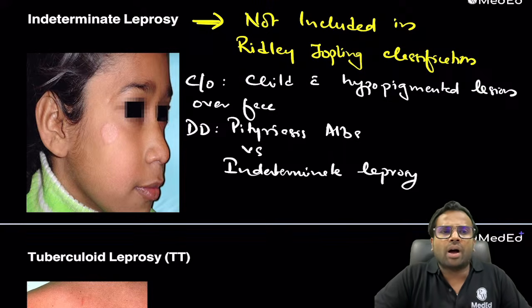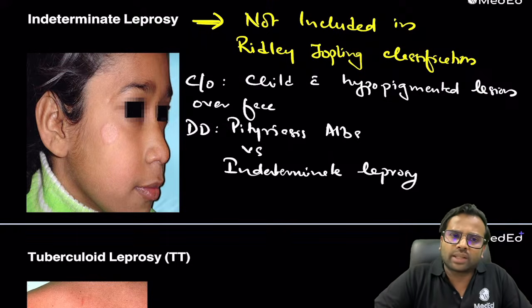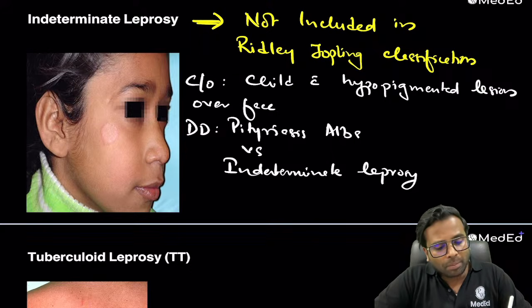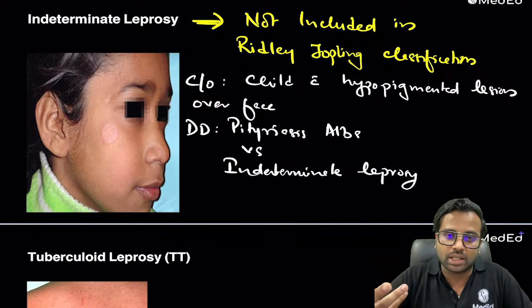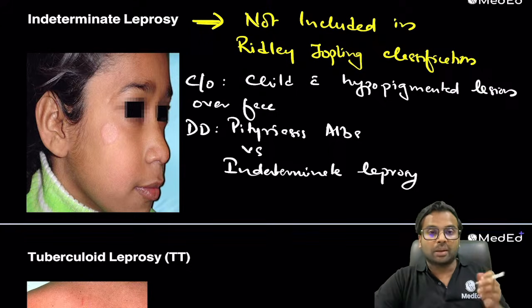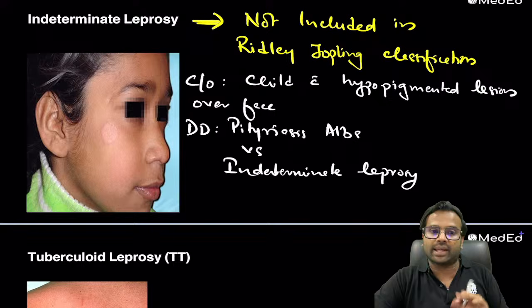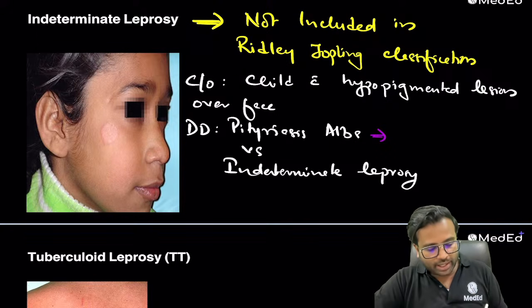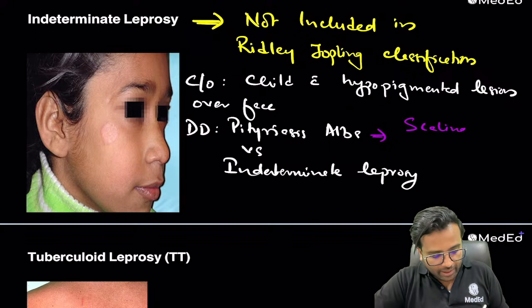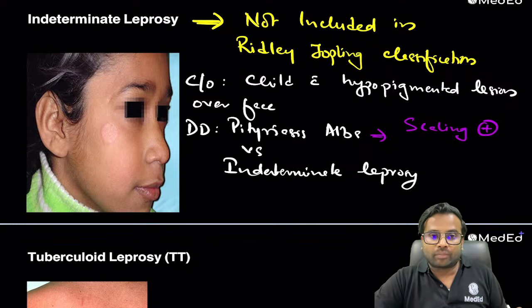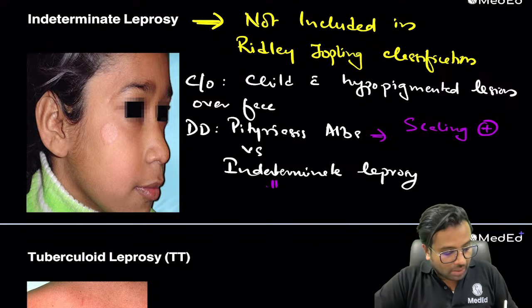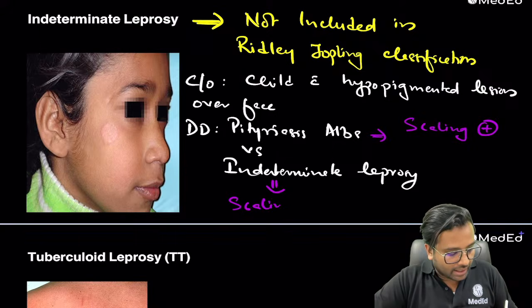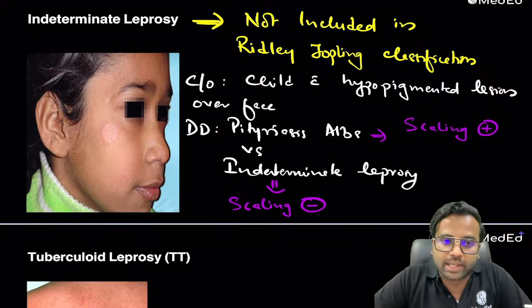Now, how do you know whether it is leprosy or pityriasis alba? Remember, pityriasis alba is considered a type of atopy, like eczema, like an allergy. And pityriasis, the meaning of the word itself is scaling. So in this patient, if you can see scaling, then you can think about pityriasis alba. Obviously, in leprosy, scaling is absent. It is not seen. Okay?